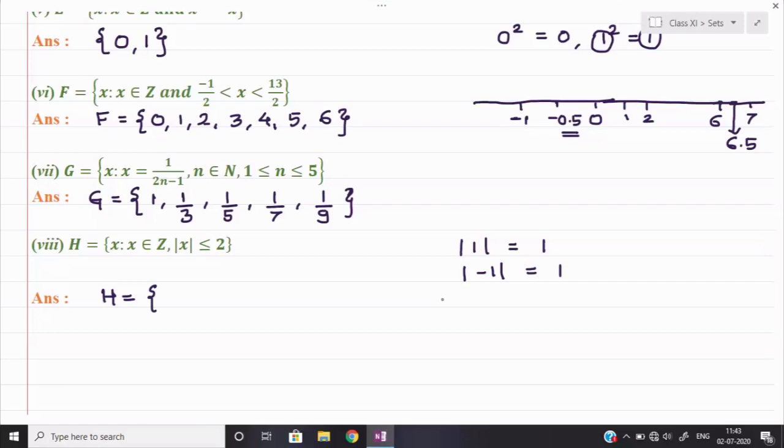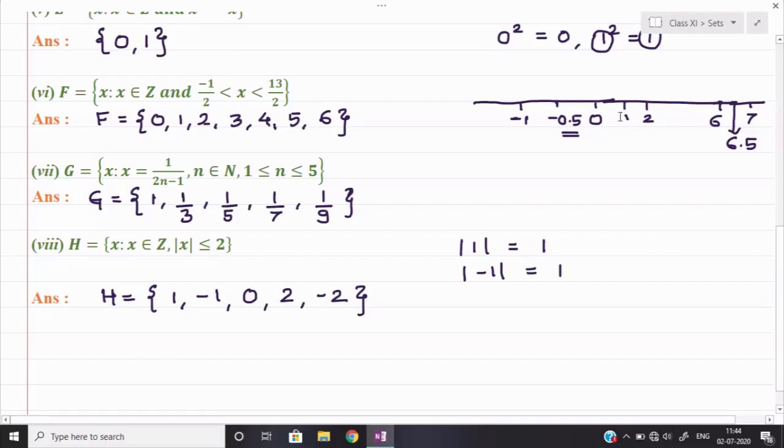Now we shall think of which integers are there whose mod value is less than or equal to 2. Two values I have already written here. Mod of 1 is equal to 1 and mod of minus 1 is also equal to 1. So my first two values are 1 comma minus 1, because their values are within 2. Then I can take 0 also, because 0 is an integer and mod of 0 is equal to 0. Then I can take two more values, 2 and minus 2. Mod of 2 and mod of minus 2 also give us the value 2. So this is the answer of the last part.